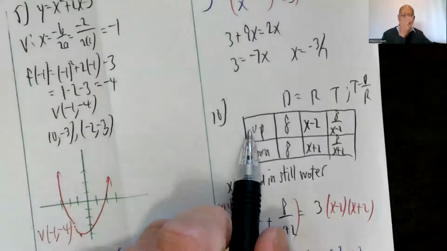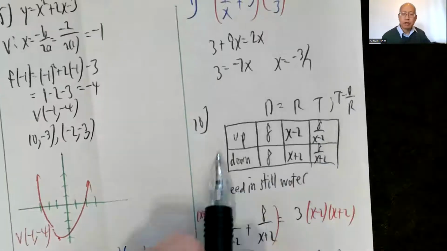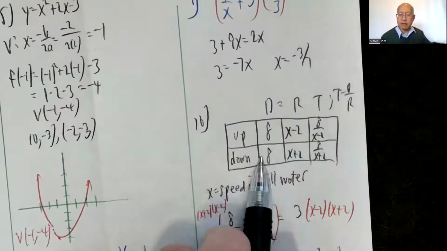Finally, number 10, and draw myself a box. Distance equals rate times time. Therefore, time is distance over rate. You have upstream and downstream. You're both given 8 miles.